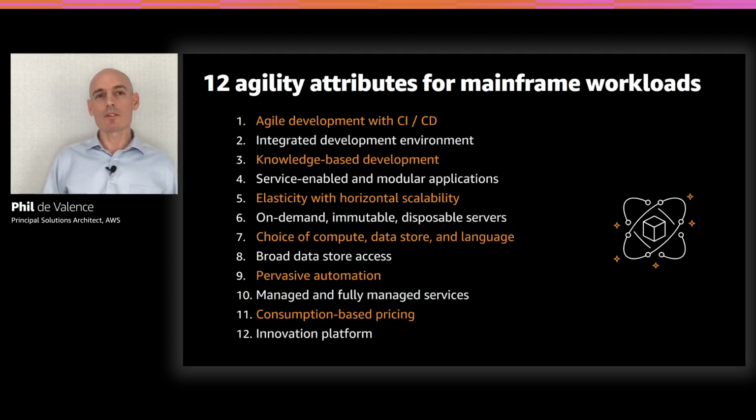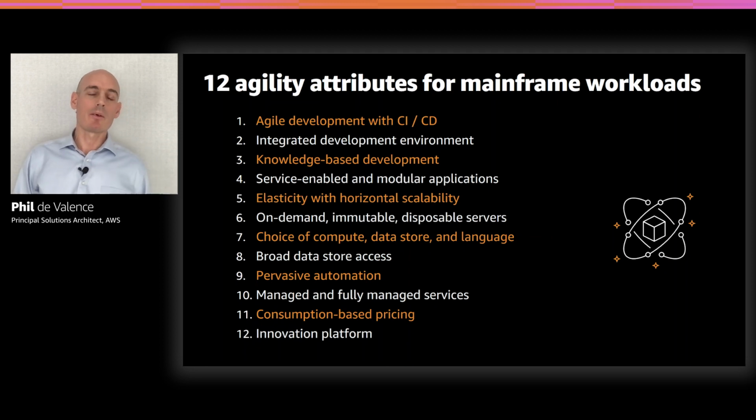Number seven is choice of compute, data store, and language. This is important to select the infrastructure with the right quality of service for a specific workload. In other words, the right tool for the right job without vendor locking. Number eight is broad data store access. By avoiding EBCDIC encoding or legacy datasets, data can be quickly reused and new use cases enabled, such as analytics, new channels, and innovation.